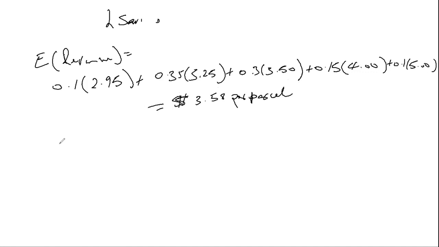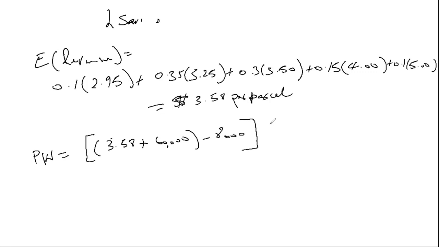So from this, now we are able to calculate the present worth. So the present worth would equal our $3.58 multiplied by the number of parcels that is expected, which is 60,000, minus our 8,000 per month. And then we will find the present value of this, given this annuity, and 1% and 12 months.